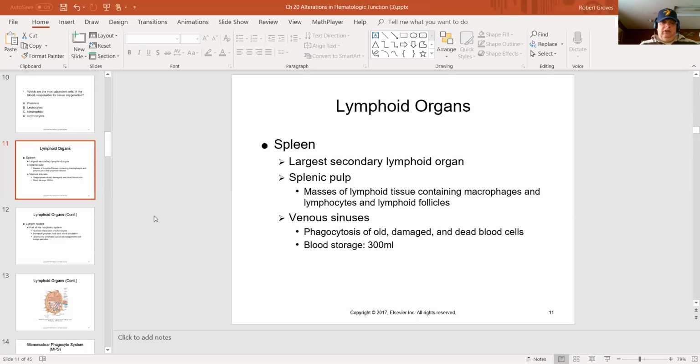The spleen also serves as a blood storage facility or reservoir with approximately 300 milliliters of blood volume. When the blood pressure drops, the reservoir that the spleen holds is opened, and if needed, 200 milliliters can be rapidly dumped into the venous circulation in order to bring up the blood pressure.